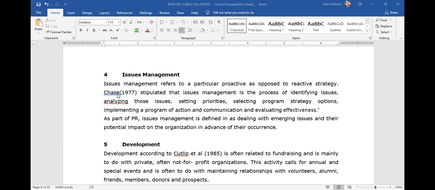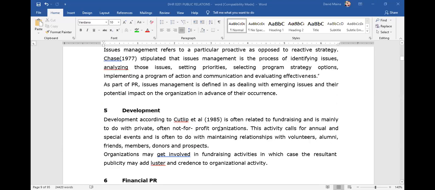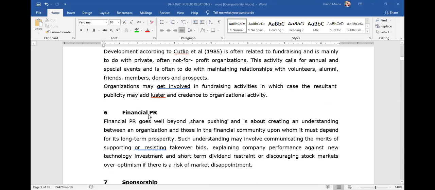because their work is to ensure that there are no negative concerns about something. So development, again, you can see Cutlip et al. 1985. PR is used in development. Then we also have financial PR.